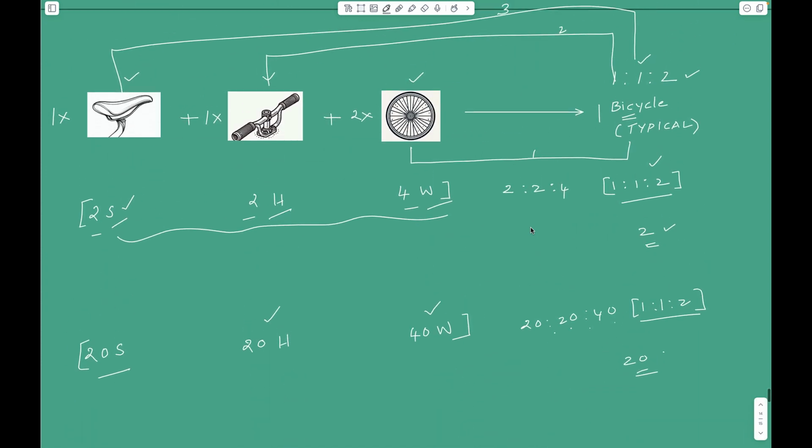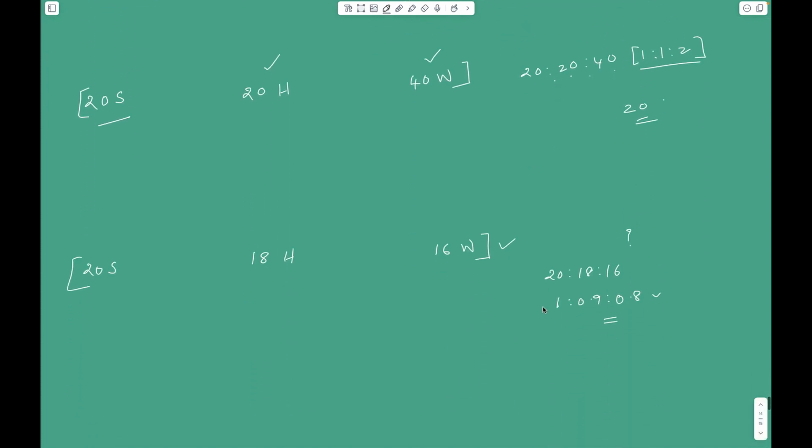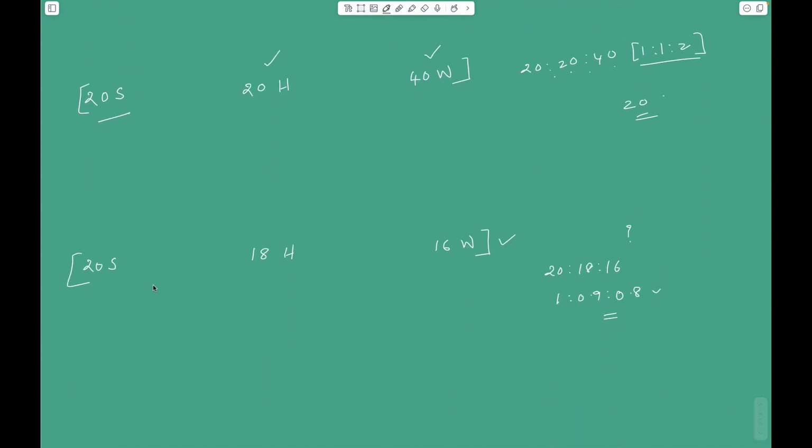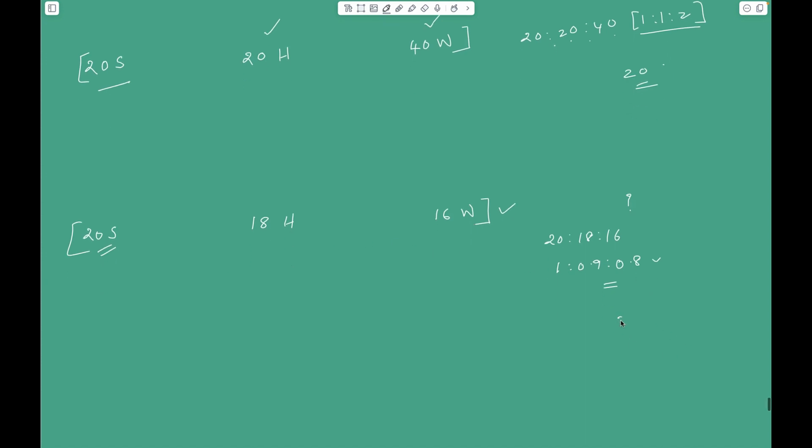Like before, can I use any of these three relationships to figure that out? Let us try it out. Let us start with the number of saddles. We have 20 saddles, right? With one saddle, you would make one bicycle. So with 20 saddles, you must be able to make 20 bicycles. So if you go by the number of saddles, the answer you would get is 20 bicycles.